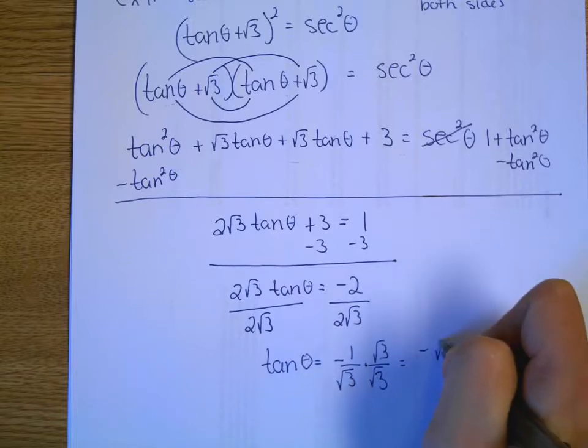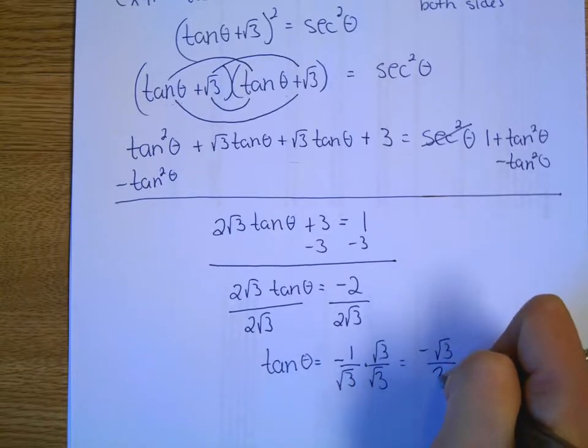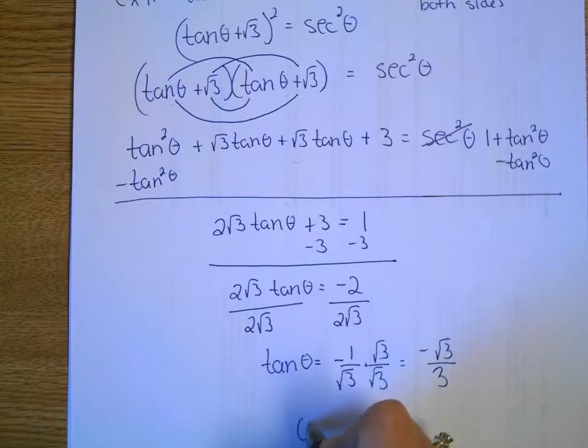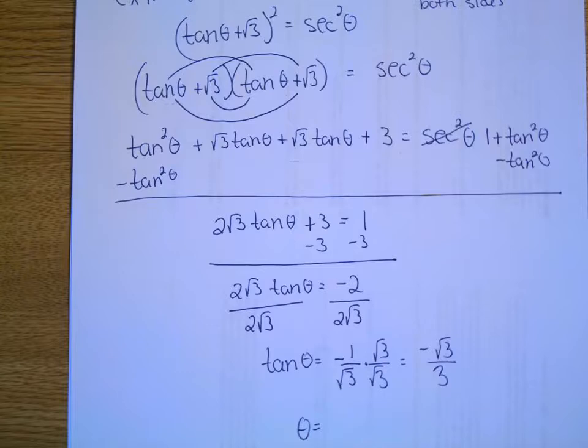So we're going to have negative square root of 3 over 3. Now you can look for a couple of tangent values: 330 and 150.